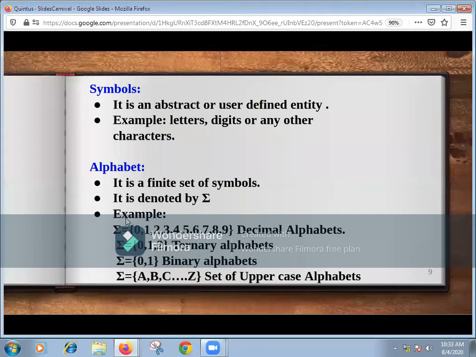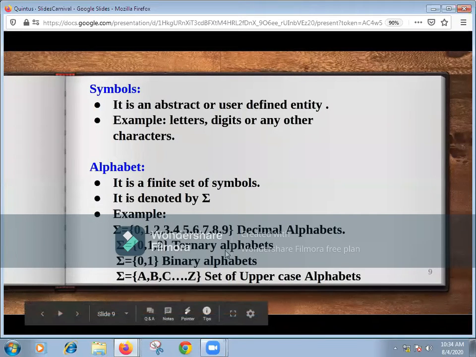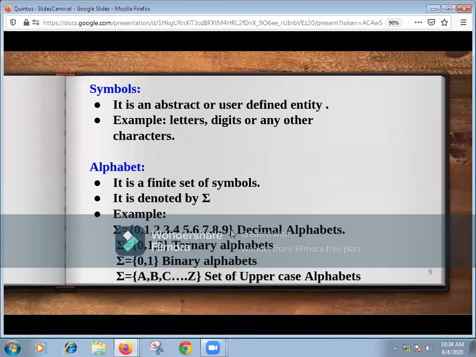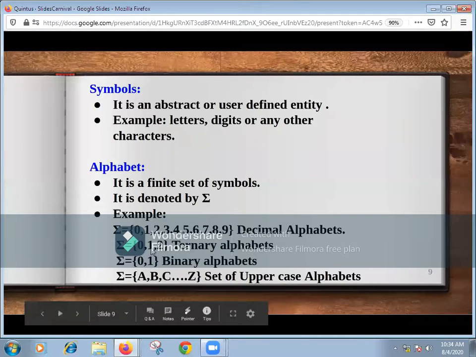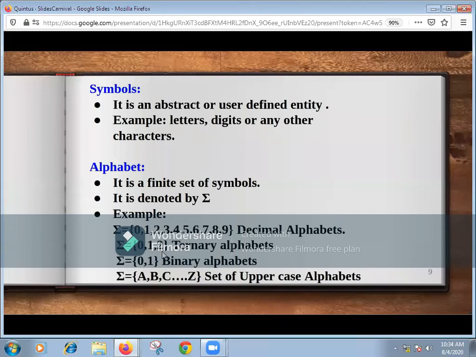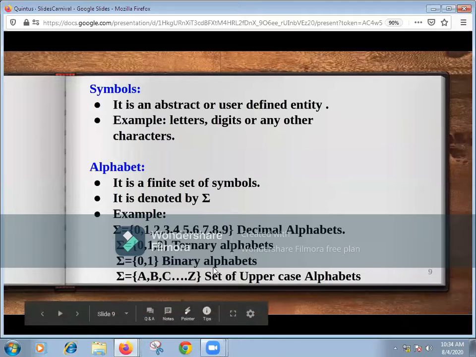Okay, now some examples of using alphabet. If you want to show the alphabet for decimal, then you can show it within a set. We know the definition of set: it is a collection of unique elements. So here 0 to 9, I want to show it in a set to show the decimal alphabet. Now if I want to show the ternary alphabet, then in summation equal to, in the set we have to show ternary numbers, that is 0, 1, 2. If I want to show the set of binary alphabet, then summation equals 0, 1, and for the set of uppercase alphabet, capital A to Z. So in this way you can show alphabet.